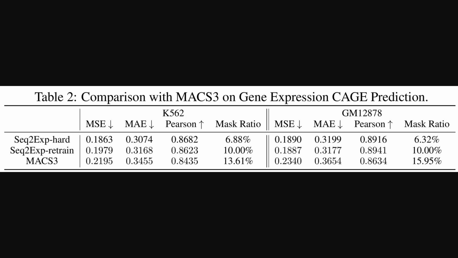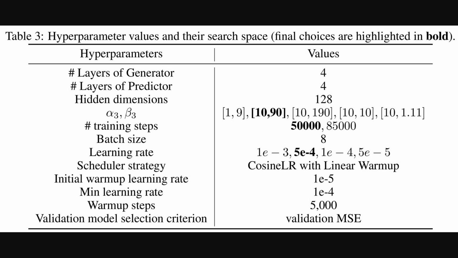Okay, so beyond comparing Seq2Express to other deep learning models, this table then details a comparison against MAX3, which is a more traditional statistical method for identifying these regulatory regions. We see the same metrics, MSE, MAE, Pearson, but also mask ratio. Well, Seq2Express Hard consistently gets better prediction scores than MAX3. And importantly, it does this using a much smaller mask ratio, suggesting it's more effectively pinpointing the truly critical regulatory elements.